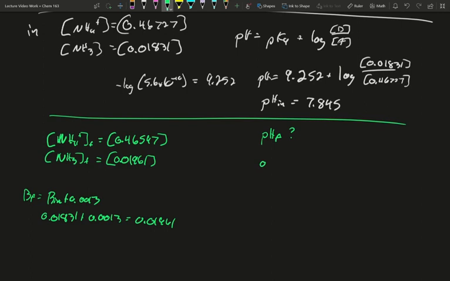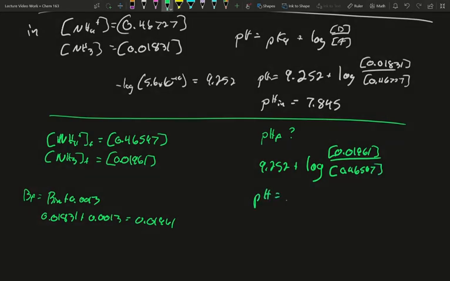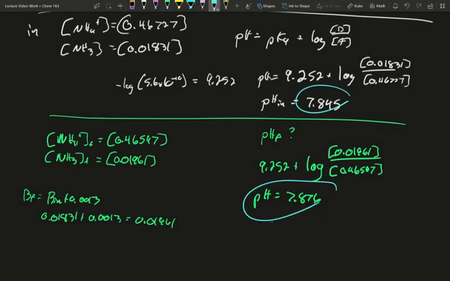Plug those in, 9.252 plus the log of our base, 0.01961, so our base final, over our acid final, 0.46597. That pH comes out to 7.876. Check those two, minus 7.845, we get 0.031. Our delta pH, if we have these concentrations, indeed, is what we expected it to be.